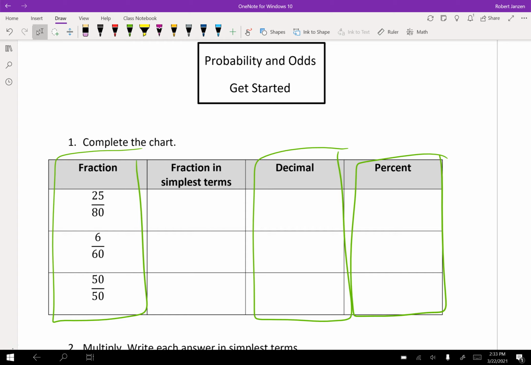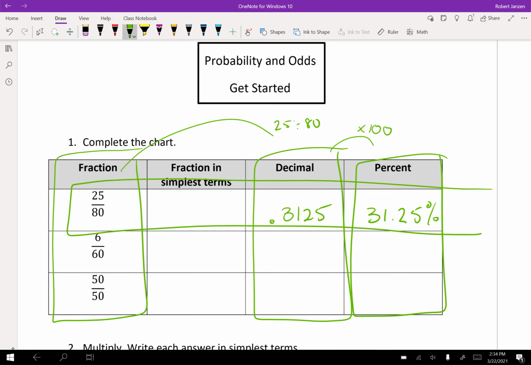They are different ways to represent the same thing. If we take our calculator and go 25 divided by 80, it gives you the decimal 0.3125. So that decimal is the same as the fraction. And if we multiply by 100, 31.25, that's the percent. So generally speaking, these three things mean the same. They're just different ways of writing them.